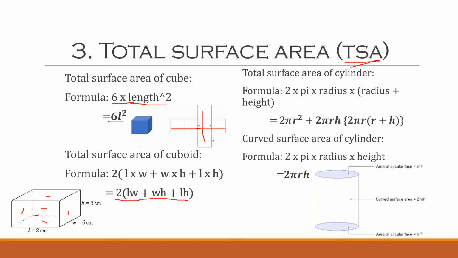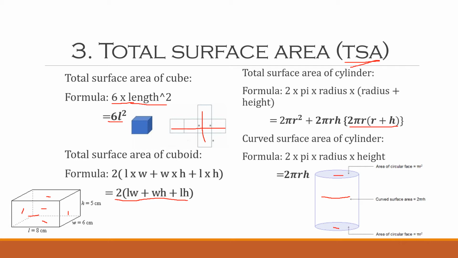To find out the total surface area of a cylinder, the formula is 2 multiplied by pi multiplied by the radius multiplied by the radius plus height. Now the full formula is 2 pi r squared, since there are two circles in a cylinder here and here, and then 2 pi rh, which will give us this area. So when we factorize this, we get the formula 2 pi r (r plus h), which is shorter and easier to remember.